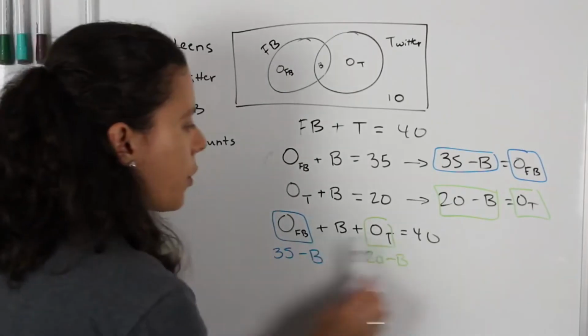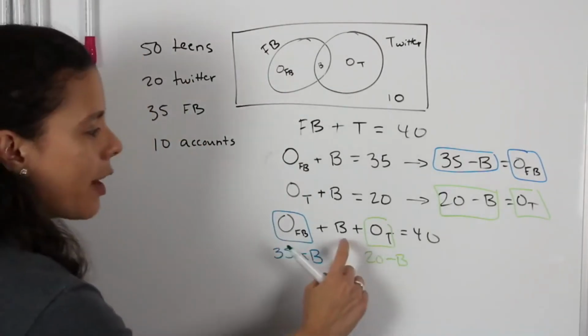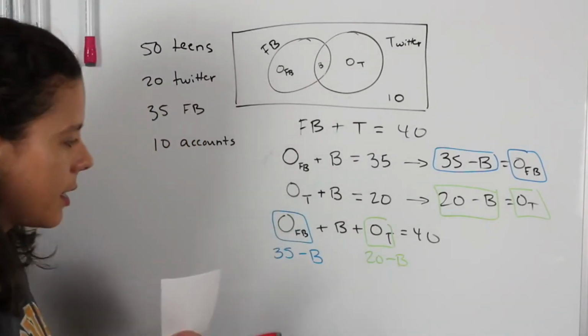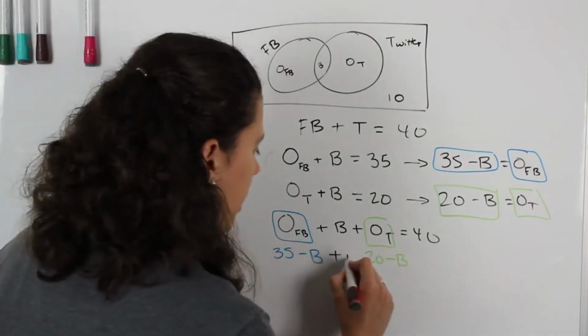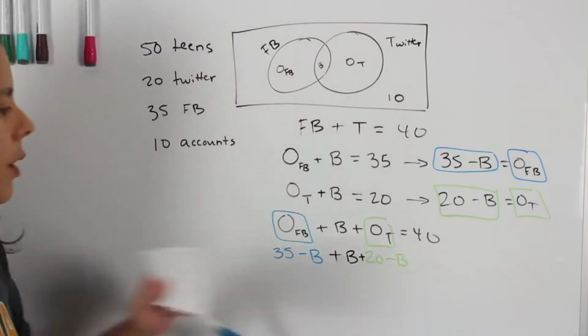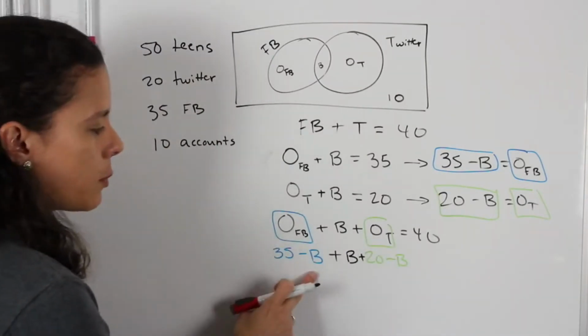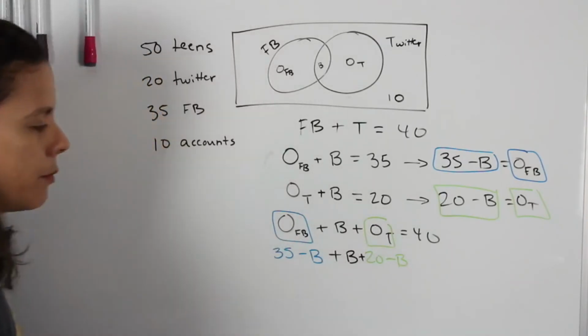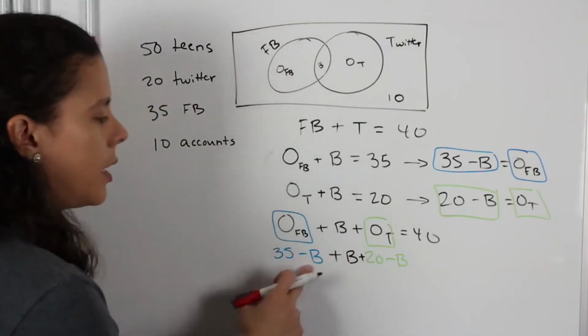Because I want to rewrite the whole thing as one variable, and I already have B here. Okay? So I'm going to rewrite this. This is plus B, right? All right, so I'm going to rewrite the whole thing as 35 minus B plus 20 minus B plus B. Now, if you notice, we have a negative B here, positive B.